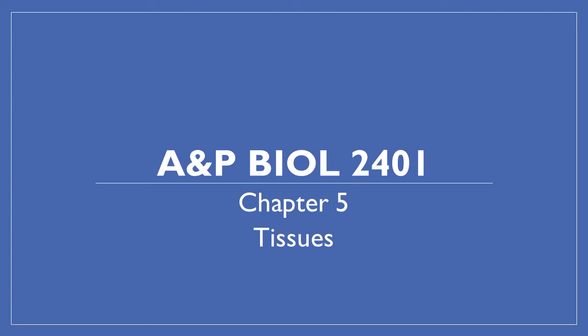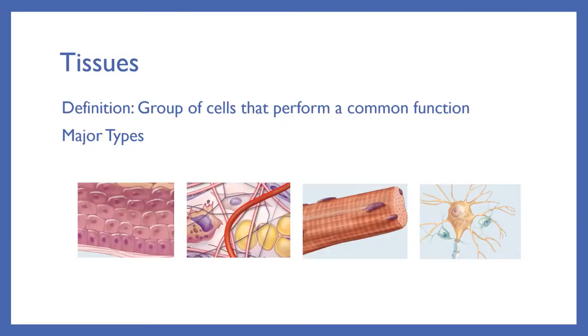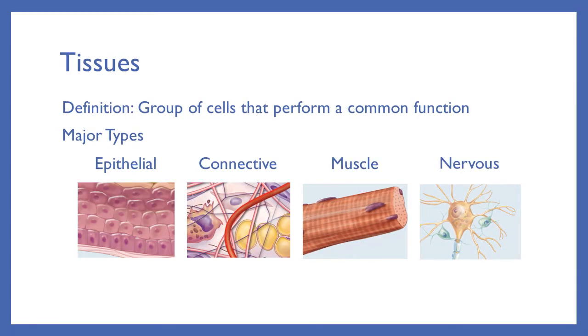Welcome to Chapter 5. We've now reached tissues. Coming from those individual building blocks of cells, tissues are where all of the cells work together for a common function to help create organs and an organism. Tissues are divided up into 4 main categories. The major types of tissues are epithelial tissues, connective tissues, muscle tissue, and nervous tissue.